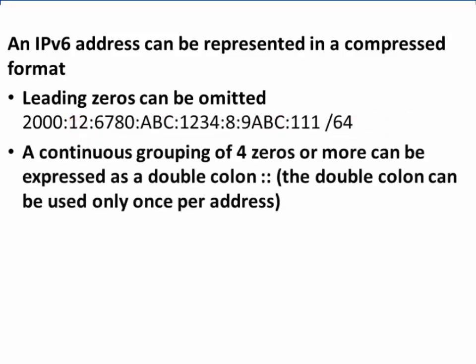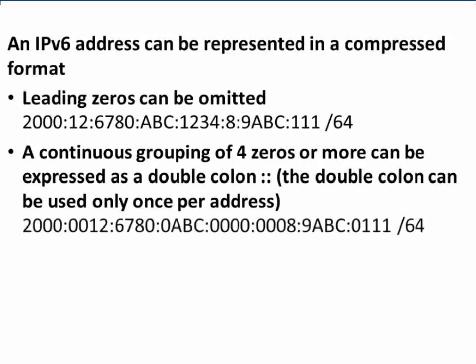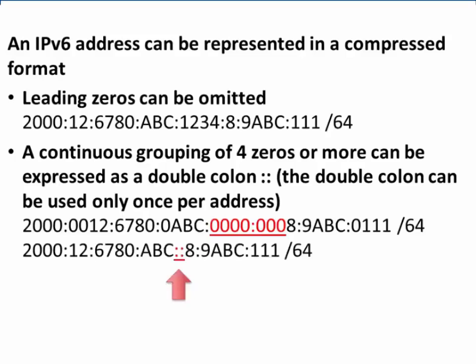Also, a continuous grouping of 4 zeros or more can be expressed as a double colon, but the double colon can be used only once per IPv6 address. In this situation, we can see that there are 7 zeros towards the center of the IPv6 address. These 7 zeros can be compressed and represented as a double colon.